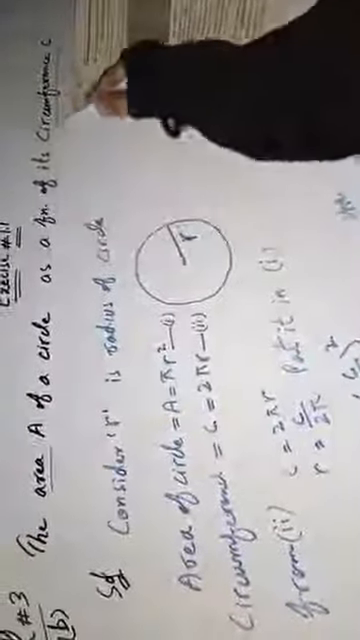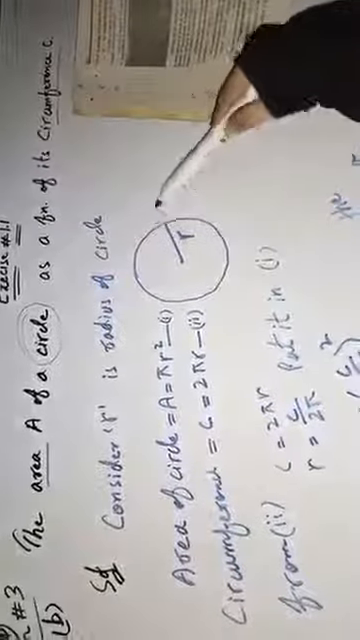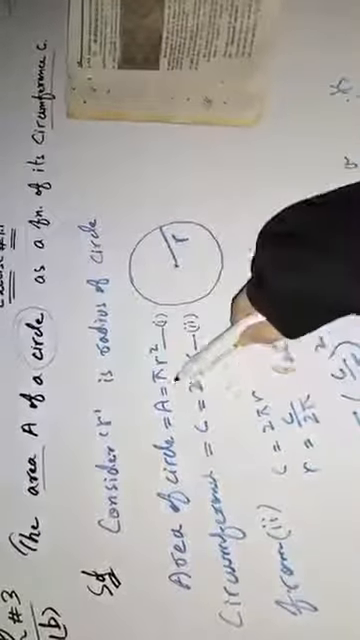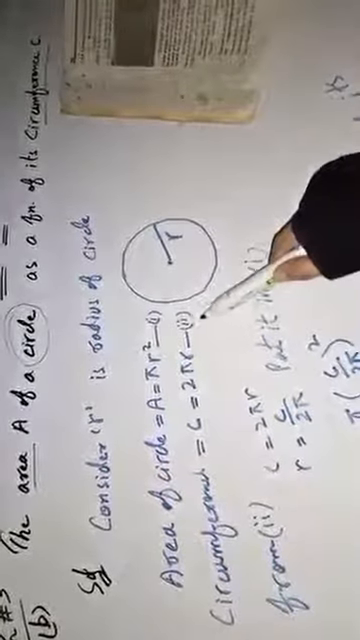Listen again. We have to express the area A of a circle as a function of its circumference, right? Consider, when there is the concept of a circle, there is no concept of circle without radius. So that's why we have first discussed radius. Consider r is the radius of the circle. Area of circle we know A is equal to pi r square, and circumference is written as C is equal to 2 pi r. From these two we have to calculate.